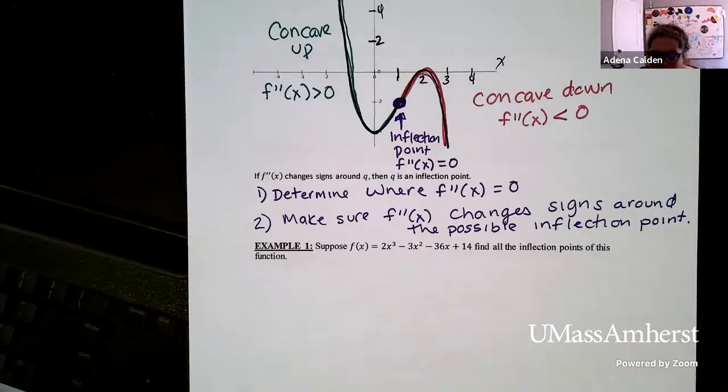Since we're talking about the second derivative, we are plugging our test points into the second derivative and recording the sign a little to the left and a little to the right of any possible inflection points. So that's our process. So I'm going to have you try this.